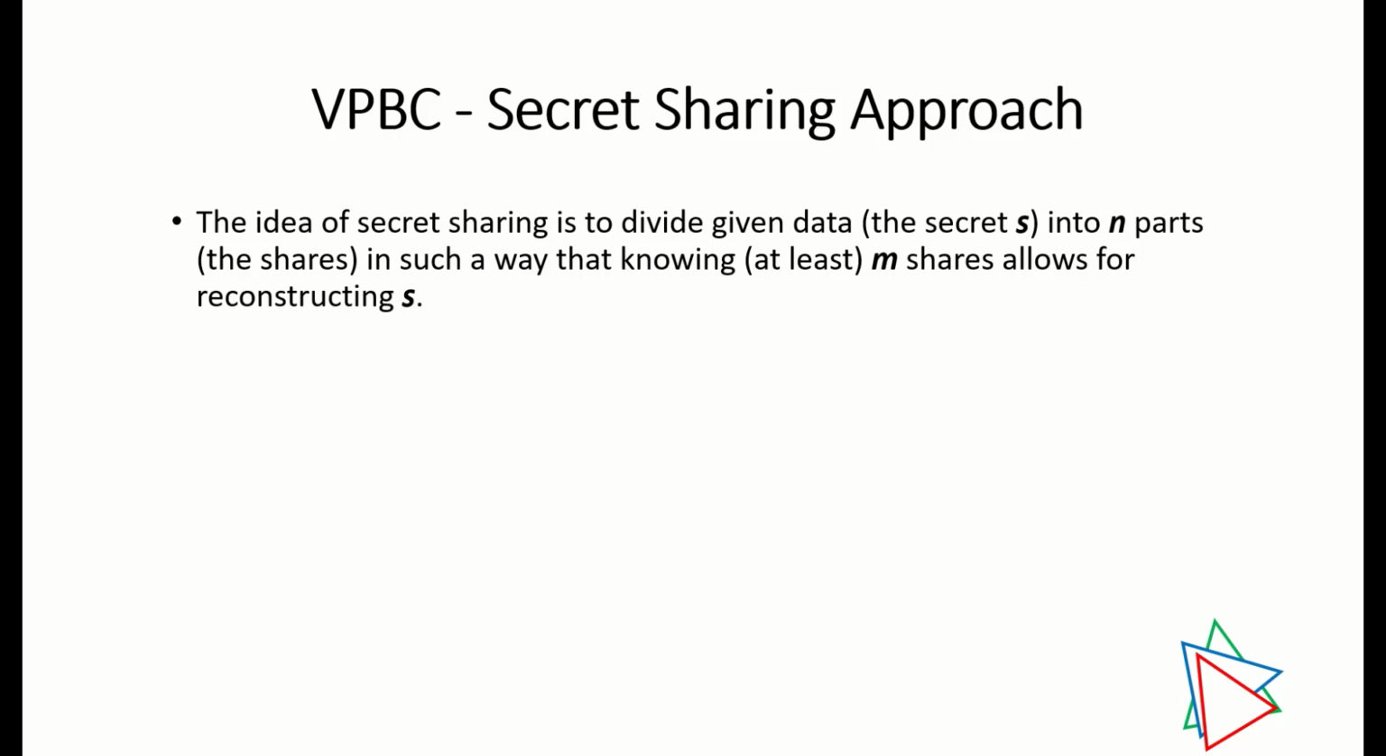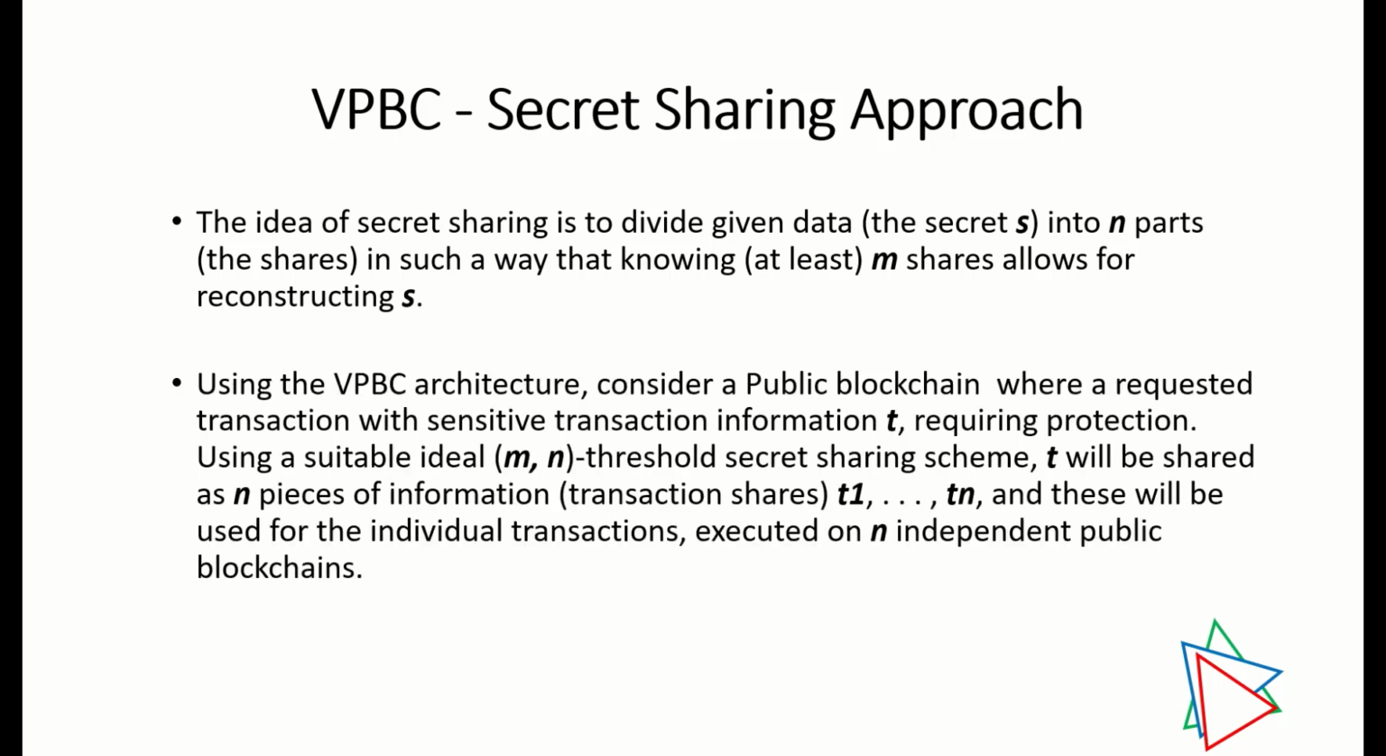Now, this means that a secret sharing scheme with parameters m and n satisfying the aforementioned properties is also called an (m, n) threshold scheme. This was developed by Shamir using polynomial interpolation. And this is what is going to be used basically to implement the VPBC architecture. We can now explain this in the following way.